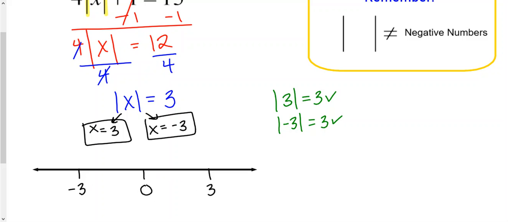So I've labeled my number line. Now I'm going to graph it. Because these are just equal signs, they're going to get a closed circle. So closed circle at -3 and a closed circle at +3. And that's it. There is no shading involved in equal signs, just a closed circle.